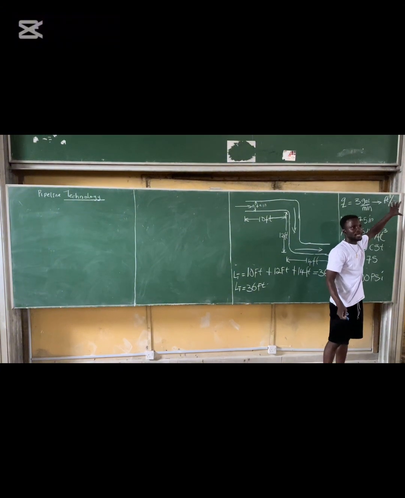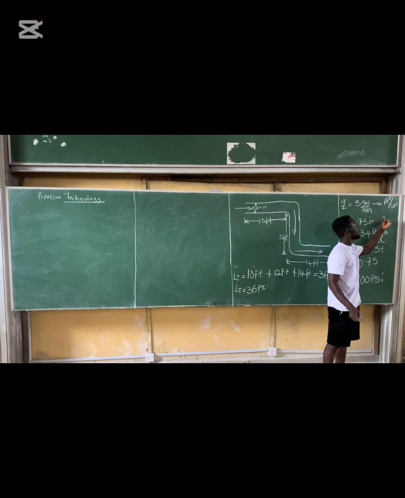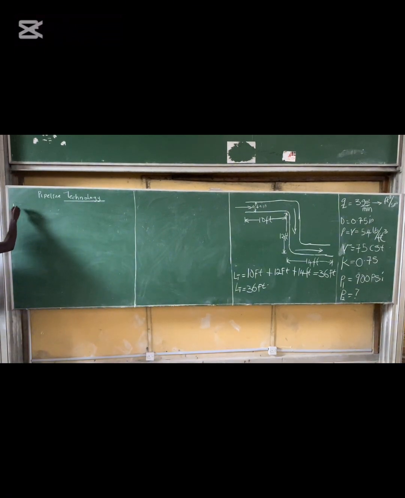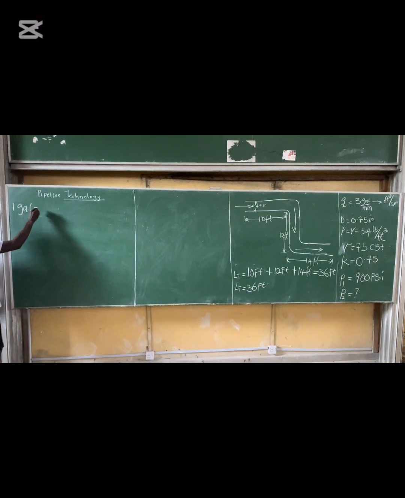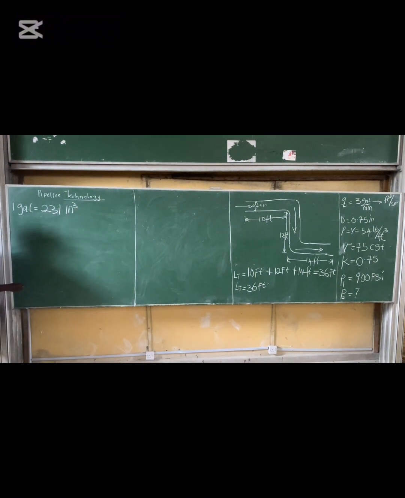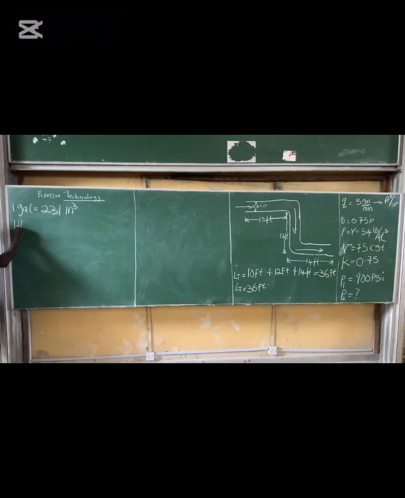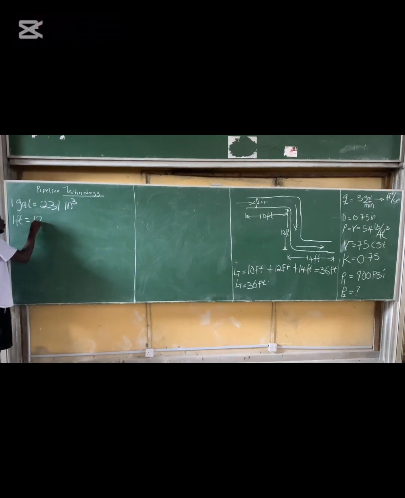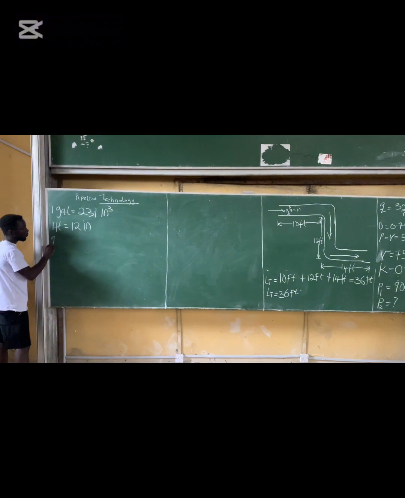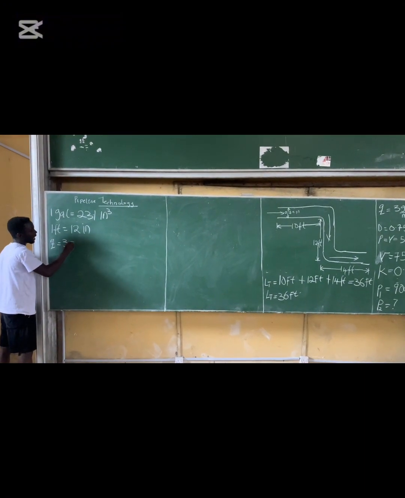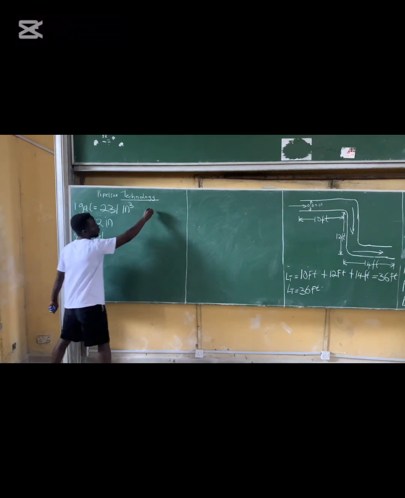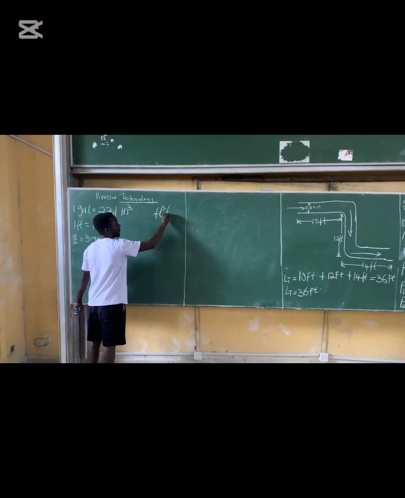Cubic feet per second. How do you convert from gallons per minute to cubic feet per second? We said that 1 gallon is equal to 231 inch cubed, and also 1 foot is equal to 12 inches. So let's convert a flow rate equal to 3 gallons per minute to cubic feet per second.